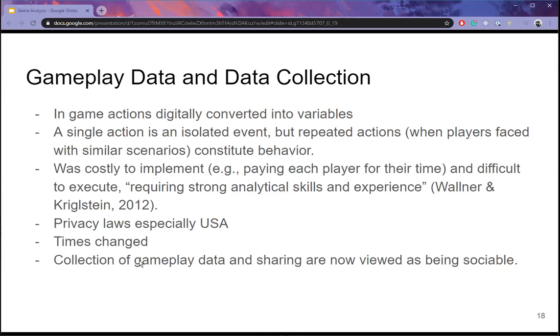And we had some problems in the past with collecting data from players. It was very costly to implement and difficult to execute because it required strong analytical skills and experience. There are a lot of privacy laws, especially in the USA. But things have changed and people are not very concerned about gameplay data. They are more sociable about collecting data on gameplay and games. Can you go to the next one?